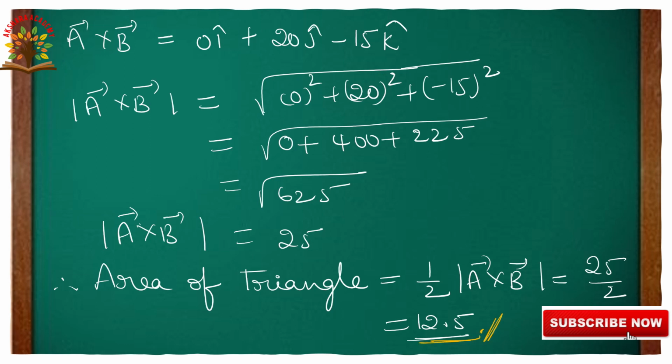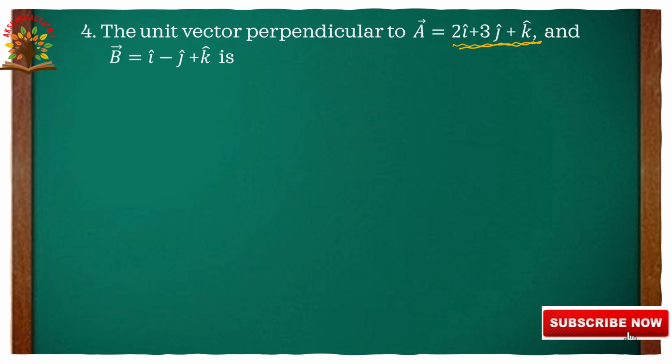Okay. Next we will go to the next question. E bar equals i cap minus j cap plus k cap. Here they gave two vectors and you have to calculate the unit vector perpendicular to these two vectors. Let us go to the solution.